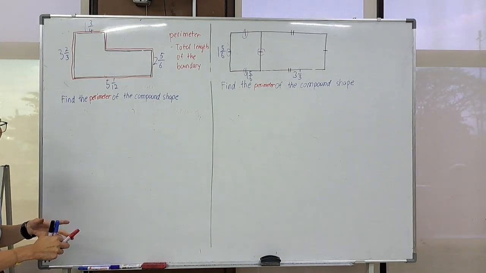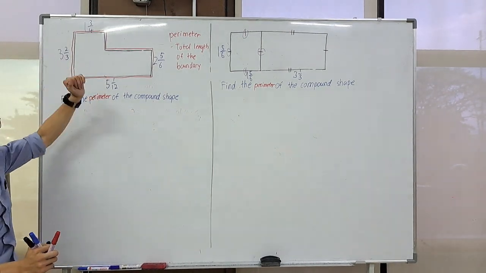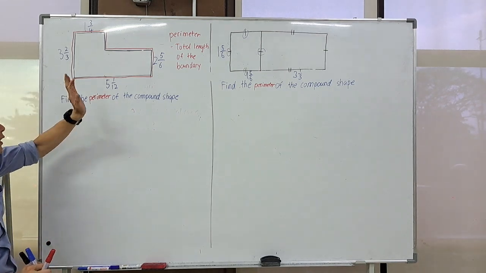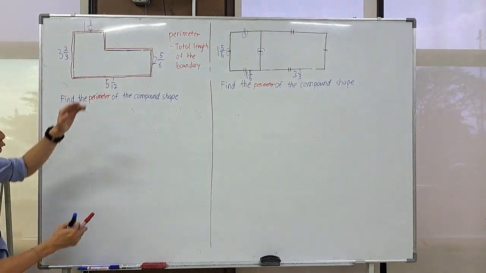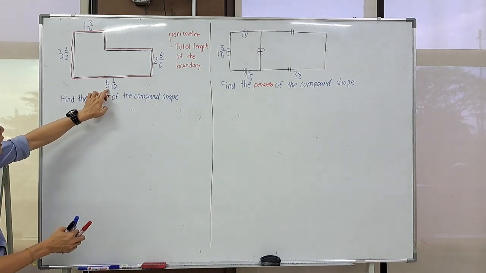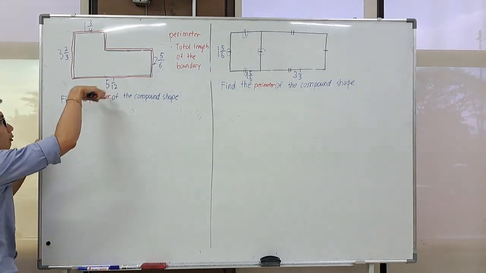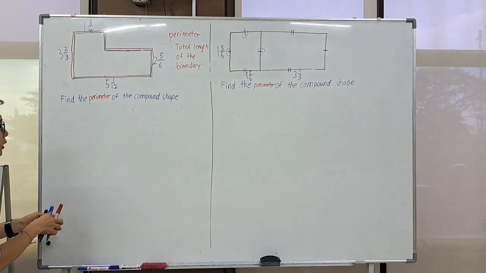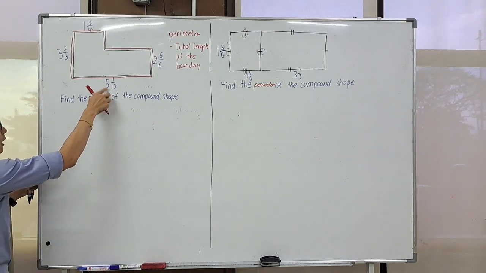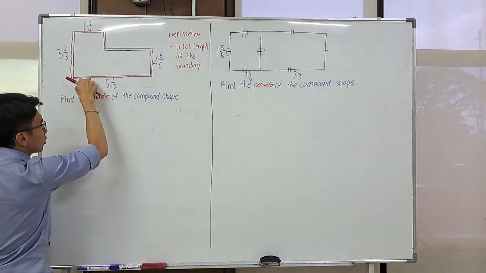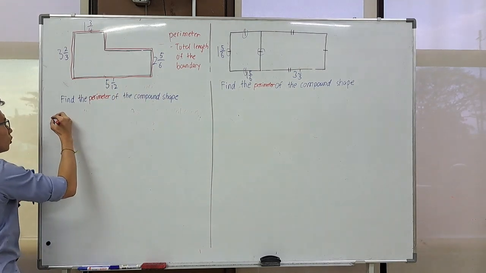Okay, now let's see. When we want to do this, let's do it in a systematic way, so we will make sure that we do not miss out any numbers. So I'm going to start from here and I'm just going to go clockwise. I'm going to go around. So first I have this, that's my first boundary, the total length over here. So I'm going to write this down.